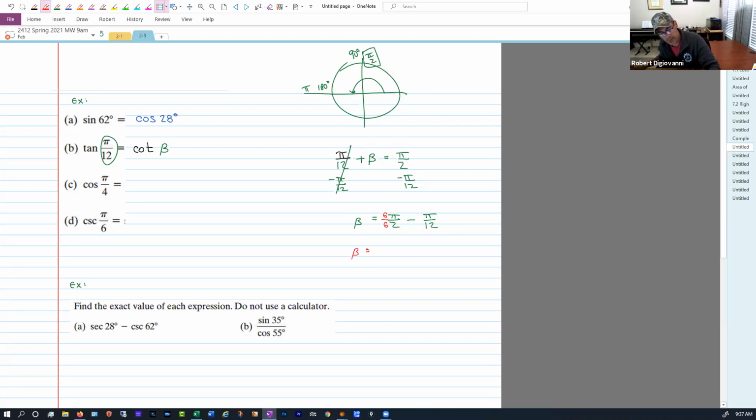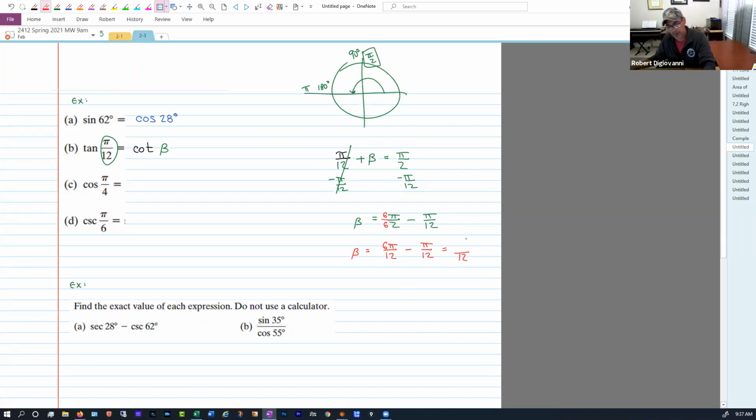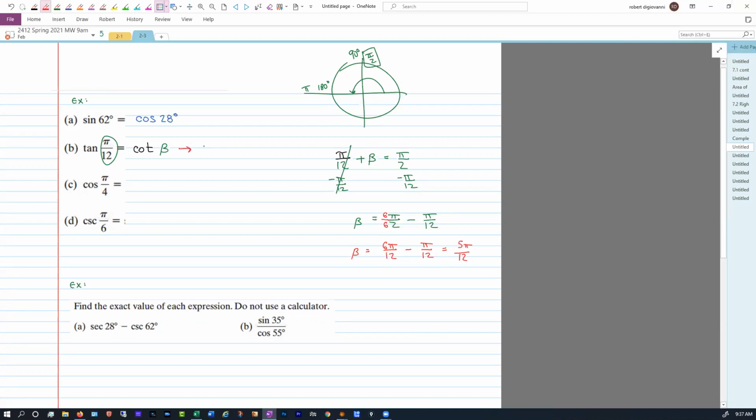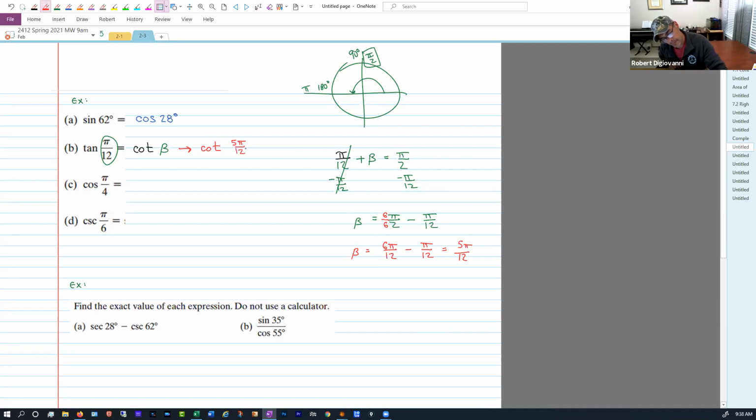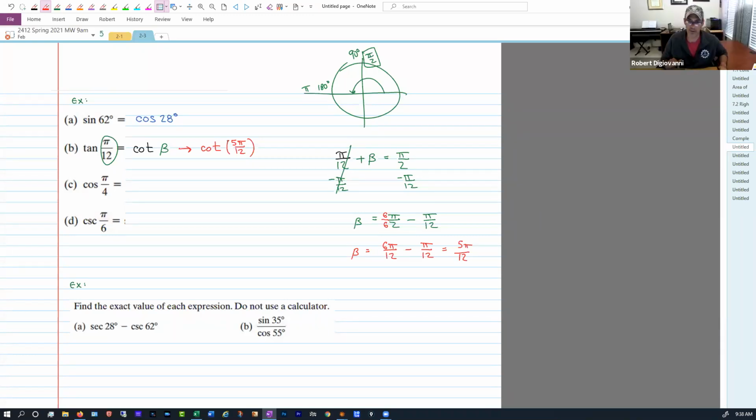Okay, so we get beta equals 6 pi over 12 minus pi over 12. Here we just keep the denominator, right? So Young, what do we get on top? 5 pi. Right? So everyone, you have 6 pi and you take away 1 pi, you're gonna have 5 pi's. So beta should be 5 pi over 12. So tangent of pi over 12 is equal to cotangent of 5 pi over 12. Good job.